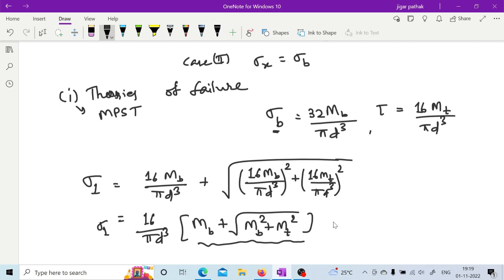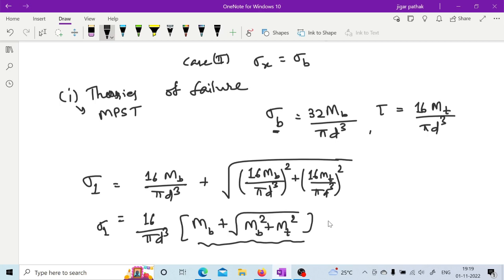Sir, this should not be equivalent bending moment, it should be torsional moment, no? Torsional moment will be there when you consider that maximum shear stress theory. So in that case you will have that equivalent torsional moment. Okay, so the 32 was not in front here, that is why I was asking.